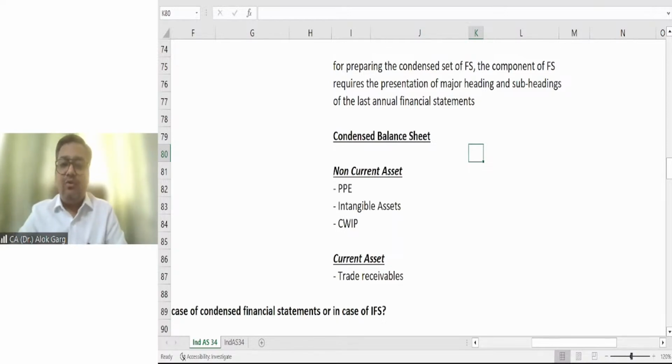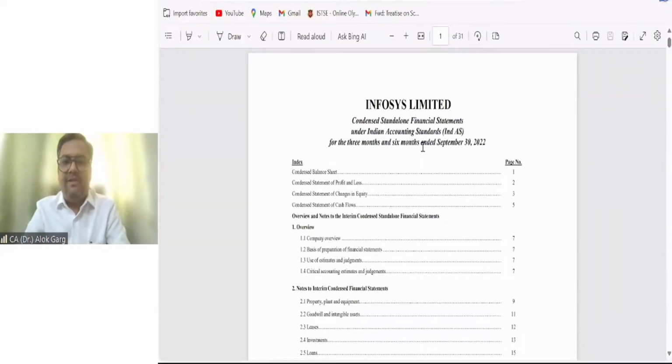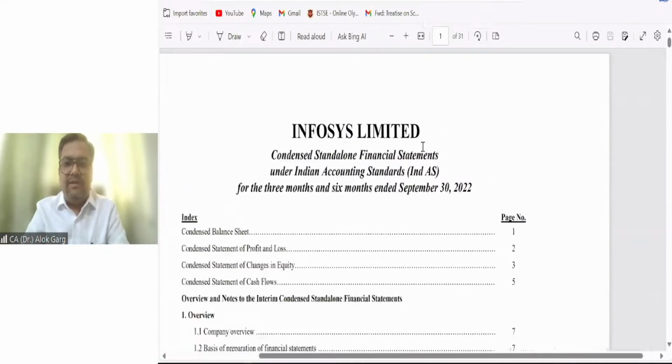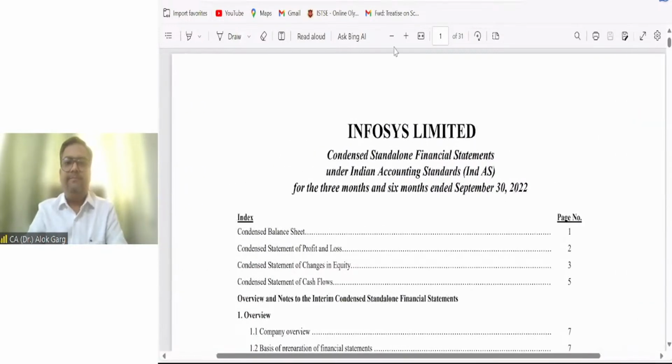So friends, let me show you the condensed financial statement. Okay. Let me show you the condensed financial statement of Infosys. Please let me know if the Infosys condensed financial statement is visible. Please let me know if it is visible, guys. Is it visible?